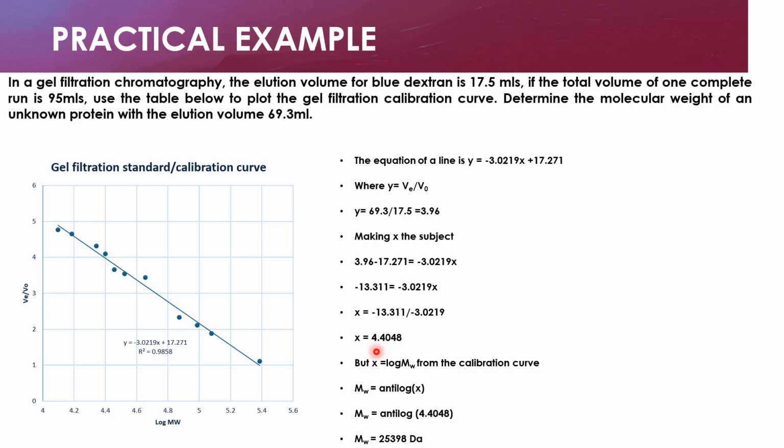So if you want to calculate the molecular weight, you will have to take the antilog of the s value, which is 4.4048, and we will get the molecular weight to be 25,398 dalton. And this is the same as the previous answer that we had using the other calibration, where we plotted the partition coefficient against the log of the molecular weight.